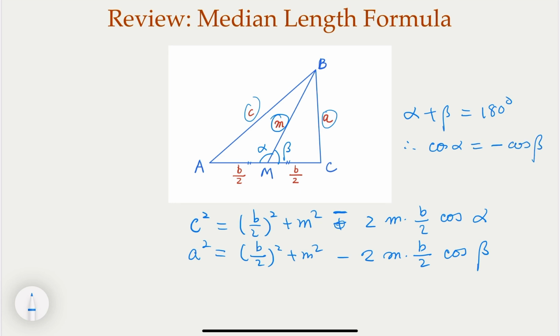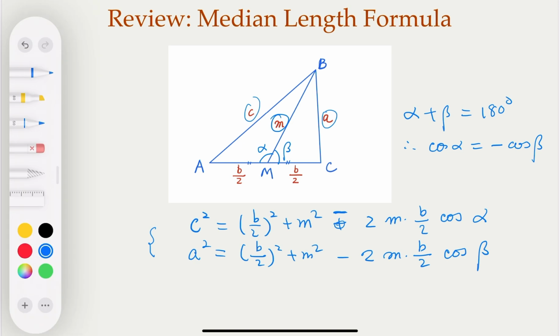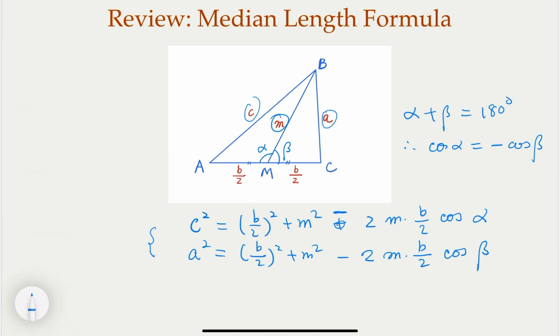All right, so if you add these two equations together, these two terms would cancel, because cosine alpha equals negative cosine beta. So what we get is the median length formula: c squared plus a squared equals 2m squared plus half of b squared. You add up these two equations, and that's what we get.